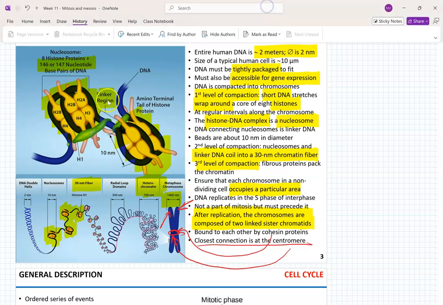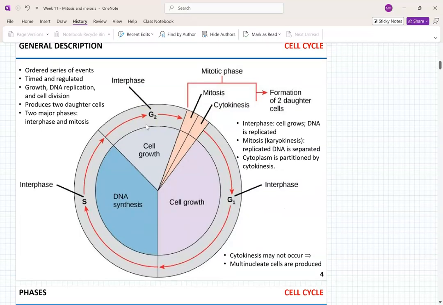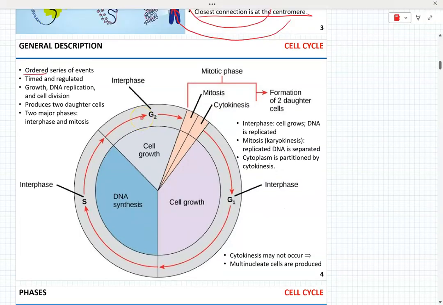So now we can talk about the cell cycle, which is a highly ordered series of cellular events in which the cell grows, replicates its DNA, and divides into two daughter cells. The cell cycle is exquisitely timed and tightly regulated. It consists of two major phases, interphase and mitosis.